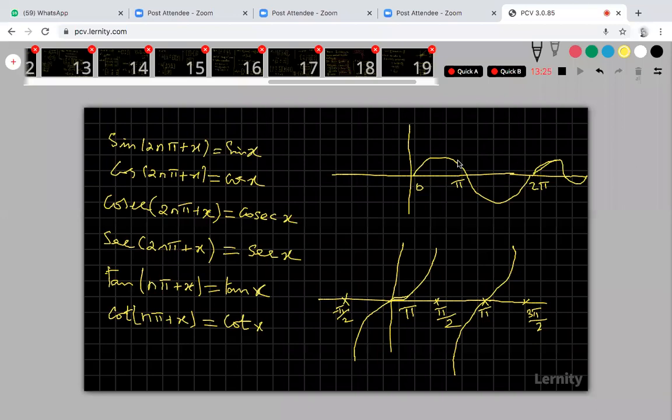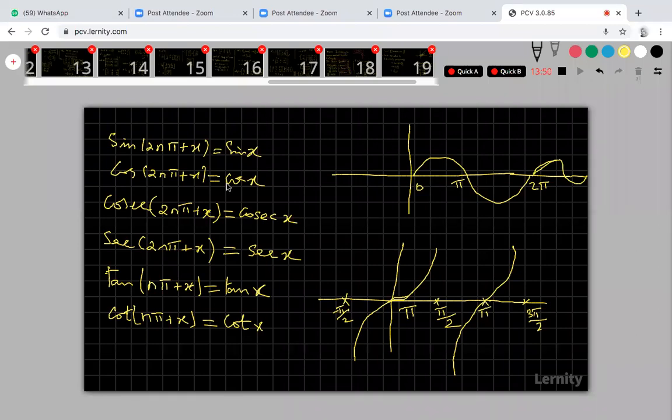Cosecant x and secant x are reciprocal functions of sine and cos. So therefore, their values are repeating for every interval of length 2 pi. But tan x, the same value I am getting here and here. This length is pi, here also length is pi. For every interval of length pi, the values are repeating.